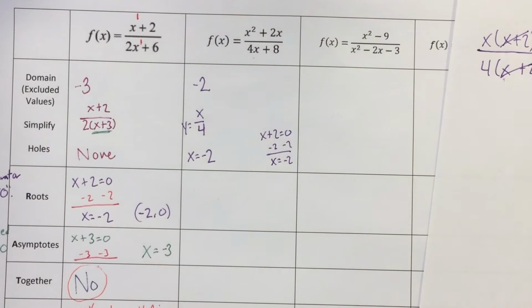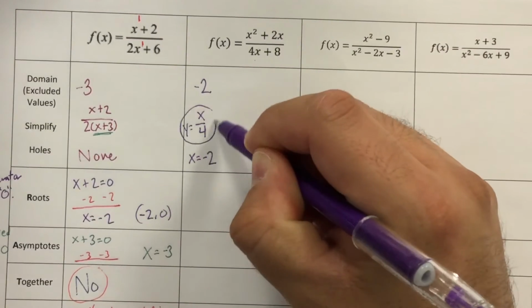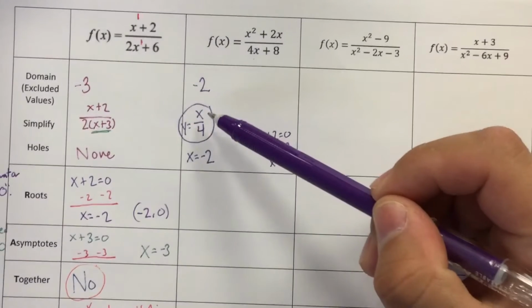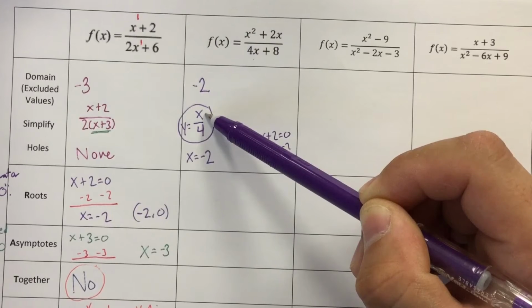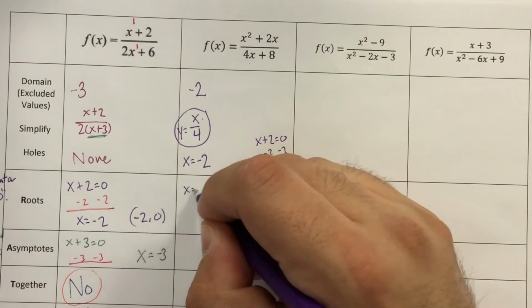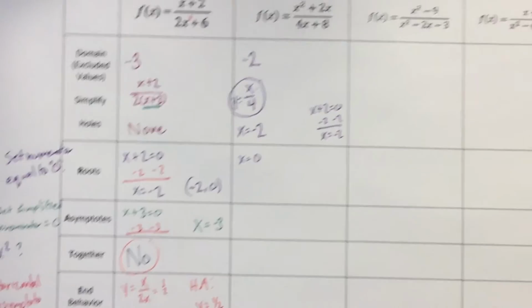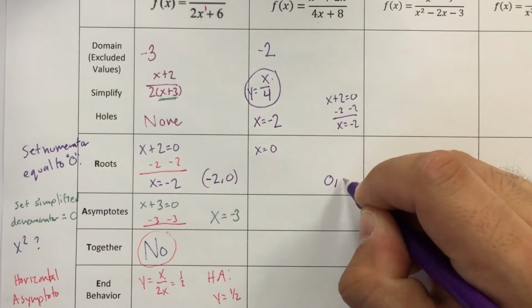Now, roots. We're going to take our simplified equation and solve the numerator. Do we have an x in the numerator? Because roots come from the numerator. Yes, okay, there we go. So x equals 0. Can I solve that, or is it already solved? It's already solved. So my coordinate for my x-intercept is (0, 0).